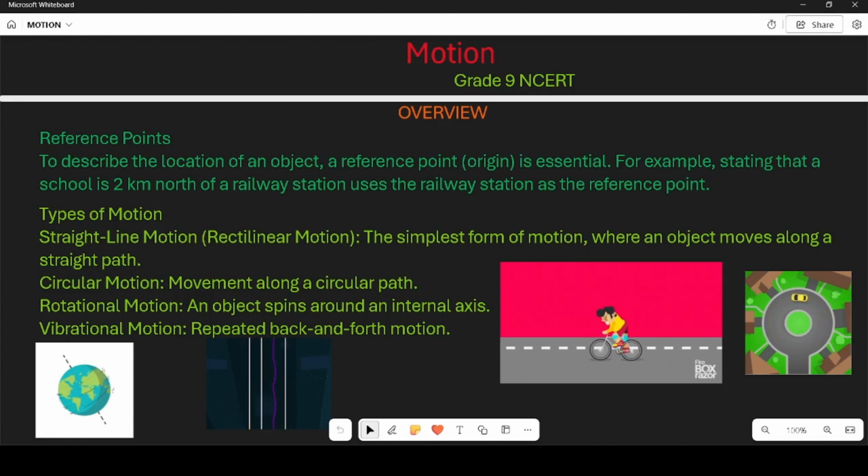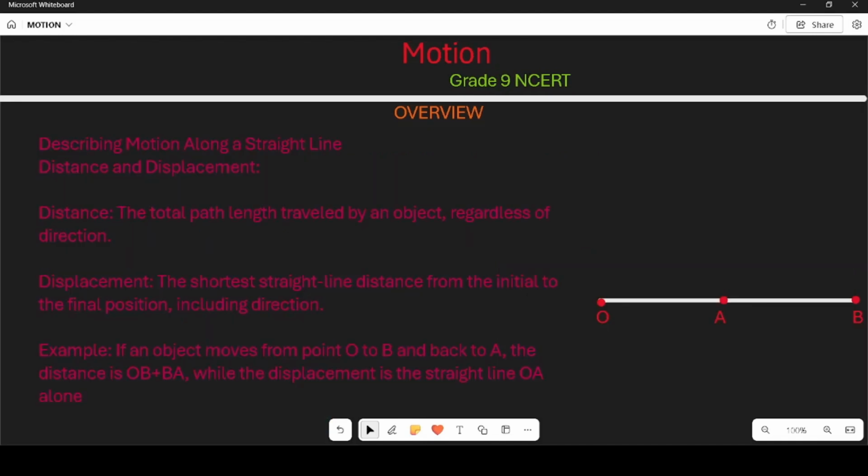Types of motion. Straight line motion, or rectilinear motion, is the simplest form of motion, where an object moves along a straight path. Circular motion is movement along a circular path. Rotational motion is when an object spins around an internal axis. Vibrational motion is repeated back and forth motion.